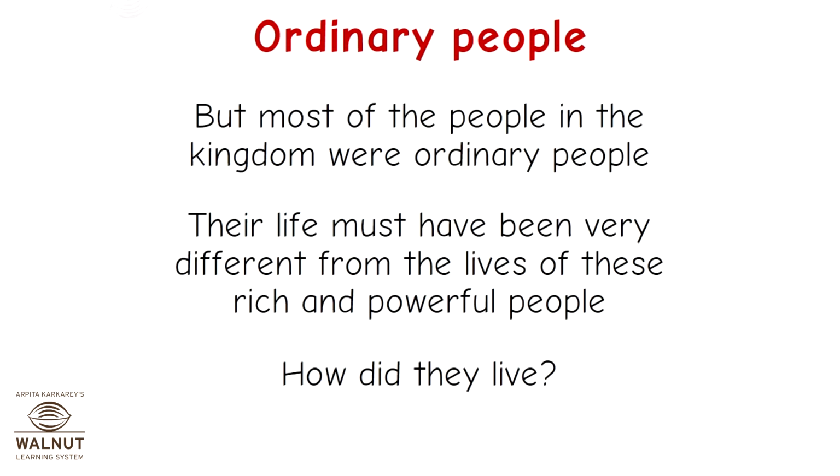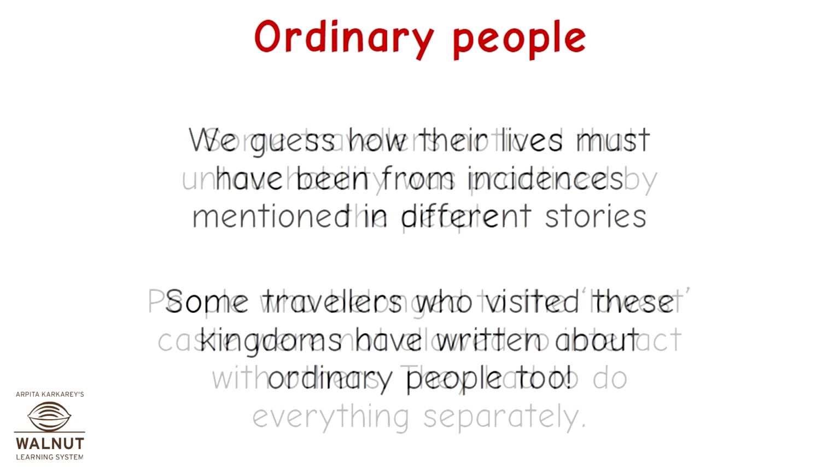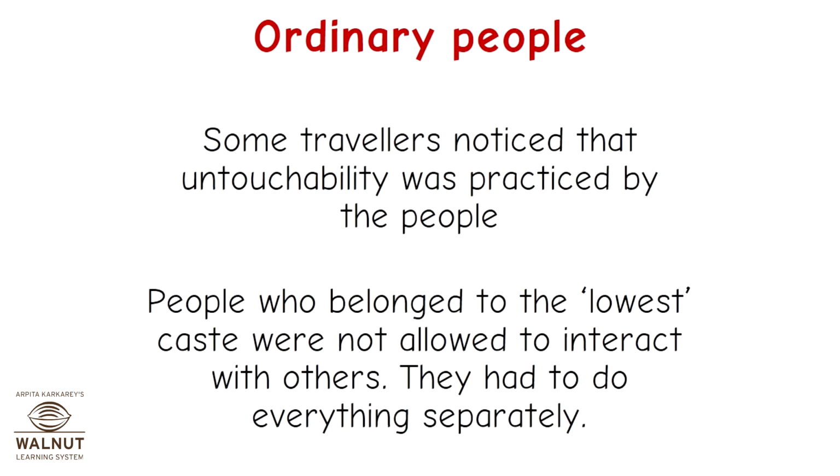But most of the people in the kingdom were ordinary people. Their life must have been very different from the lives of these rich and powerful people. How did they live? We guess how their lives must have been from incidences mentioned in different stories. Some travelers who visited these kingdoms have written about ordinary people too. Some travelers noticed that untouchability was practiced by the people. People who belonged to the lowest caste were not allowed to interact with others. They had to do everything separately.